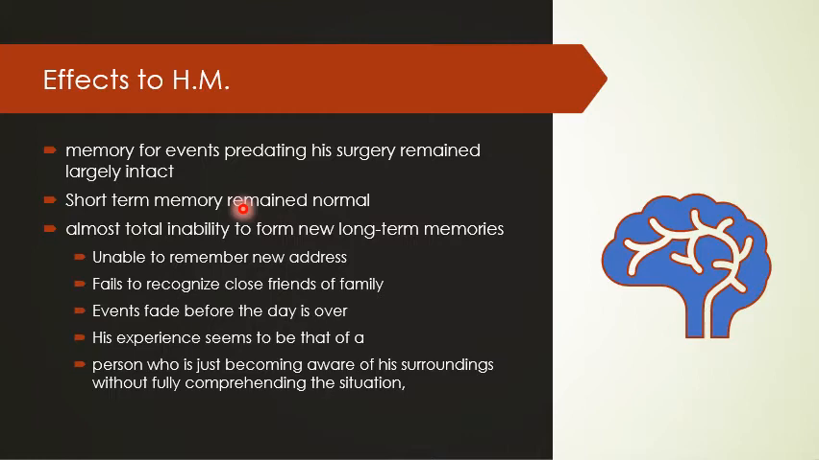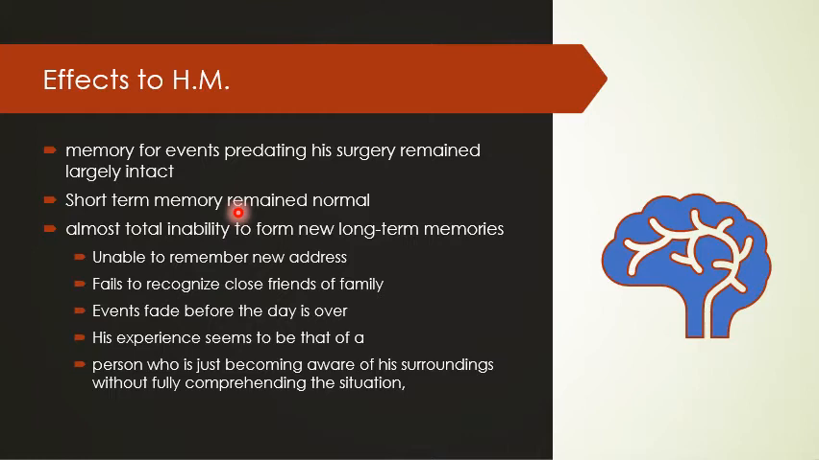When we say digit span test, the examiner presents numbers to the examinee, for example, 3, 4, 5, 6, and then the examinee repeats this. So HM could still repeat, so he could still store that information. Hence, it was considered that the short-term memory was still normal. However, there was almost total inability to form new long-term memories.